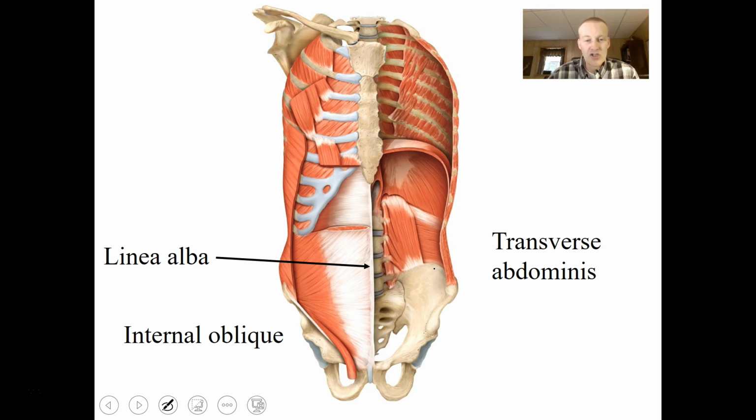This is just showing the linea alba, and the external oblique has been removed so you can see the internal oblique. You can see it's a nice large muscle. And then you can see the transverse abdominis over here. So it just gives you a little bit better view of the transverse abdominis.